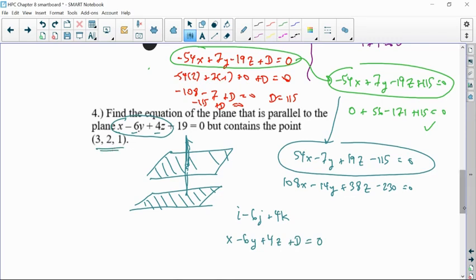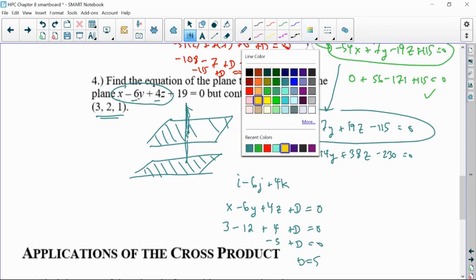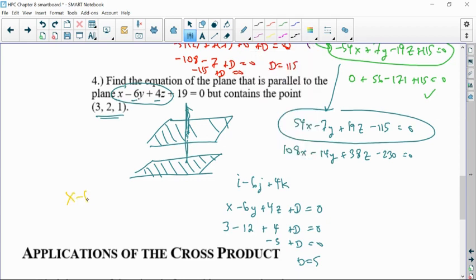So then if I solve for that, I say, okay, that's 3 minus 6 times 2 is 12, plus 4 times 1 is 4, plus D. So make sure we go through this point. So that's -9 plus 4 is -5. Plus D is equal to 0, which means D is 5. So then this equation of the plane will be parallel, but it will have a different intercept. It would be X minus 6Y plus 4Z, and we found D to be 5.